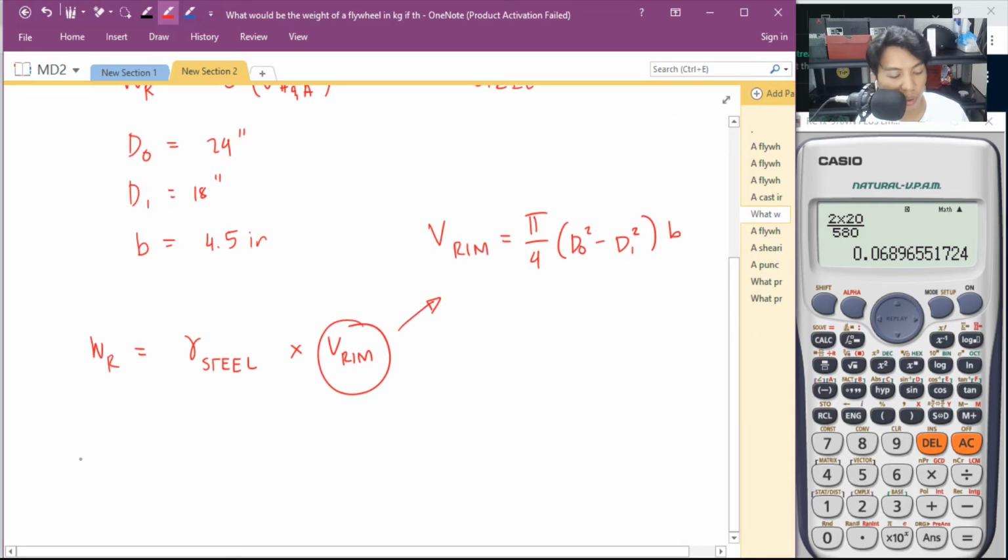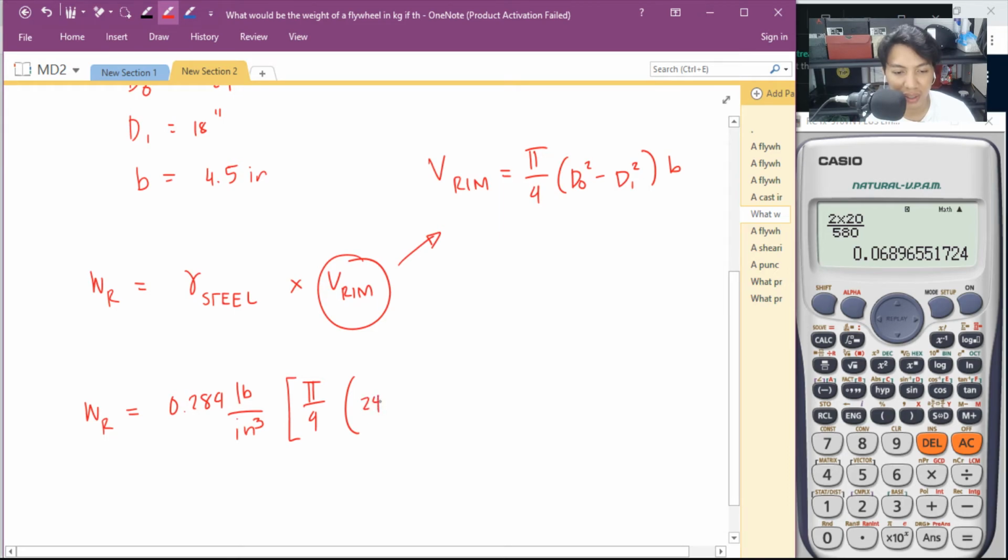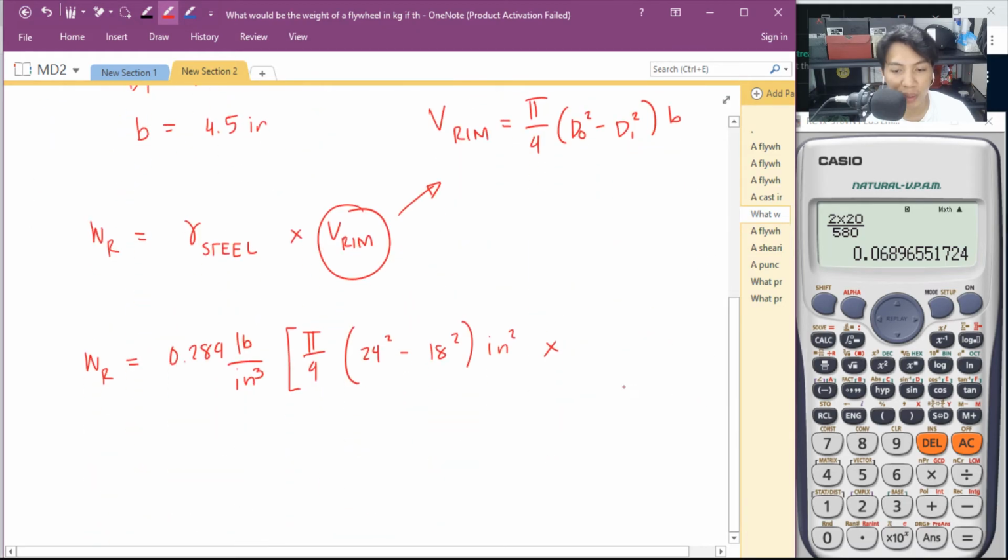So, can we solve the weight of the rim? Yes. The weight of the rim is equal to 0.284 pound per inch cubed multiplied by pi over 4 multiplied by DO, which is 24, squared minus 18 squared, in inches squared, multiplied by the width of the rim, 4.5 inches. Inch cubed cancels, and the result is pound weight, pound mass.